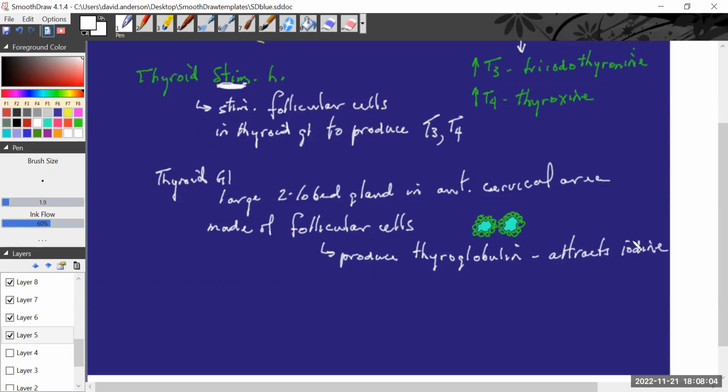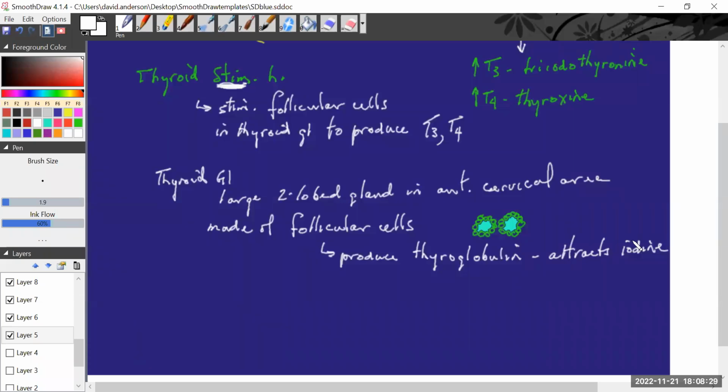So if you look up at the top there, you can see the T3 is called triiodothyronine. So how many molecules of iodine do you think is in one molecule of T3? 3. 3, yeah. And what about T4? 4. Exactly. That's where the terminology comes from.